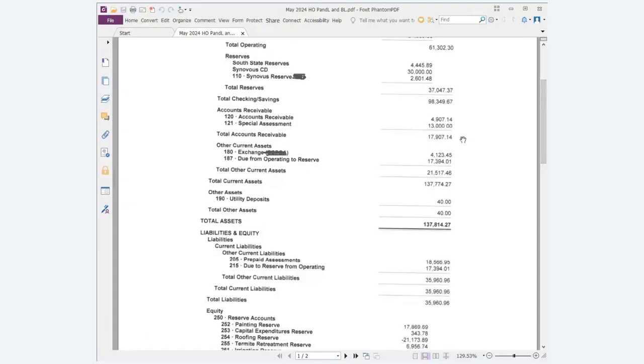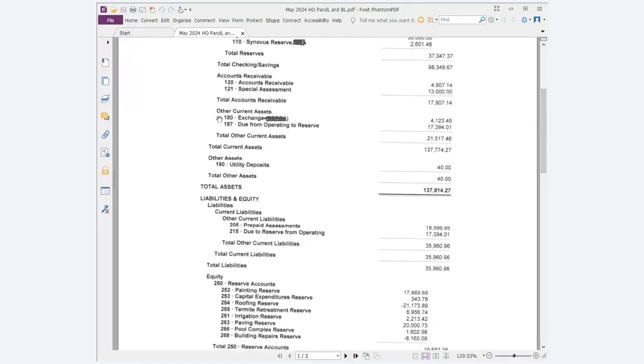So for a total of $17,907 of accounts receivable. And then other current assets. This is a little bit unique. The exchange account. This particular HOA is part of a larger POA. And so like a homeowner would in an HOA, they'd file an ARC report when they're doing something. This HOA has to file an ARC form, not a report, an ARC form with the overarching POA and accompany it with a deposit. So that's what this is. This is a deposit for a roof replacement. So it's an asset.